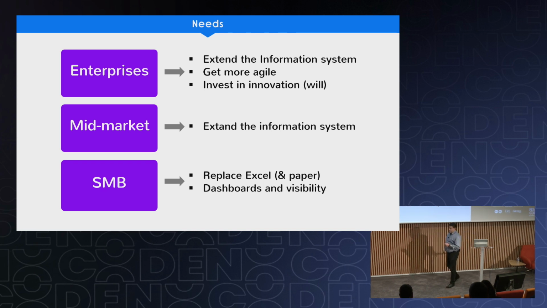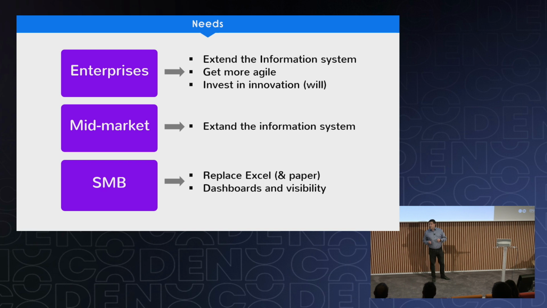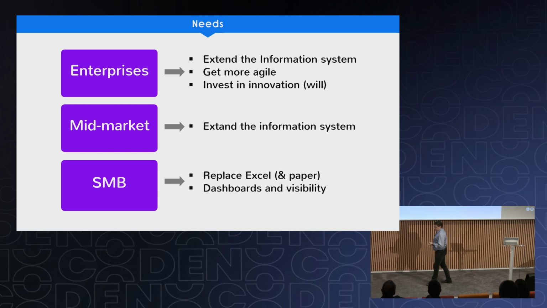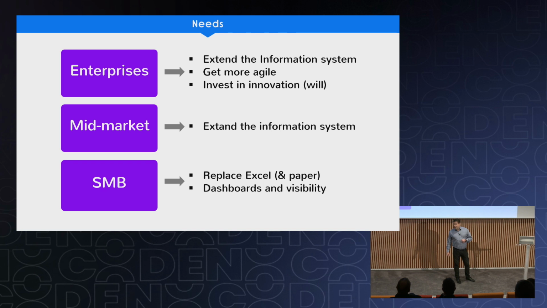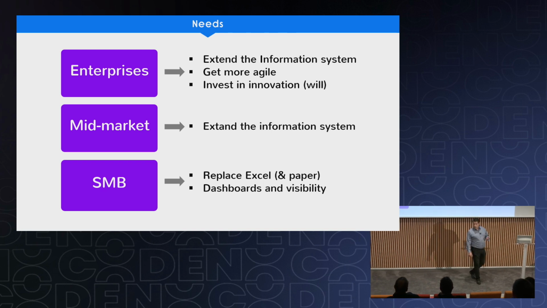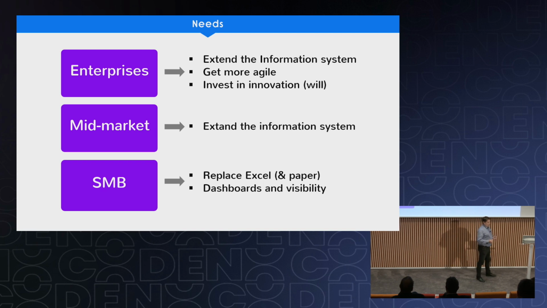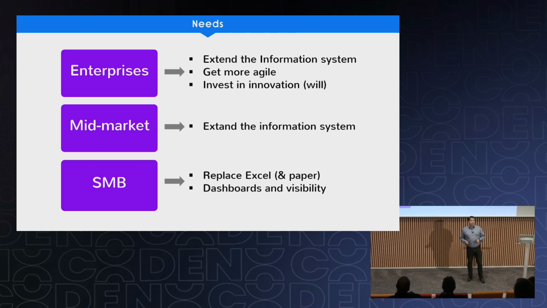For enterprises, it's another goal. It's to extend the information system, but also to get more agile, because they have the possibility to develop and put other applications to the business units, but it's very long. So they want to get more agile, and they want to invest in innovation. I've mentioned it's a wheel, because it's quite difficult to move a big organization. So these are the kind of goals they want when they use no-code or low-code tools.